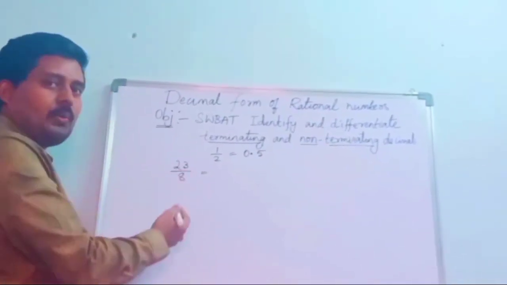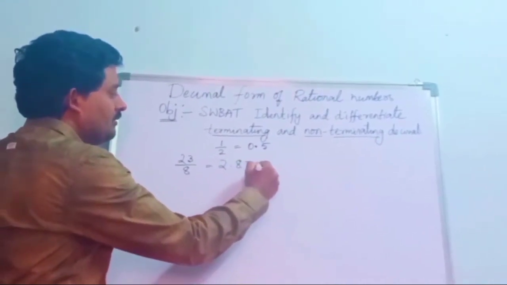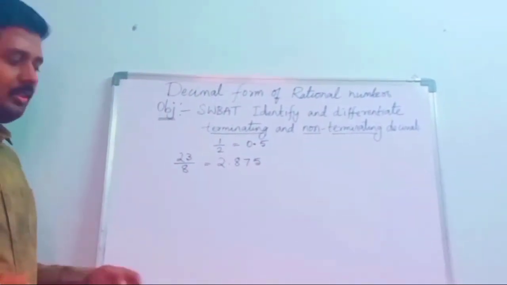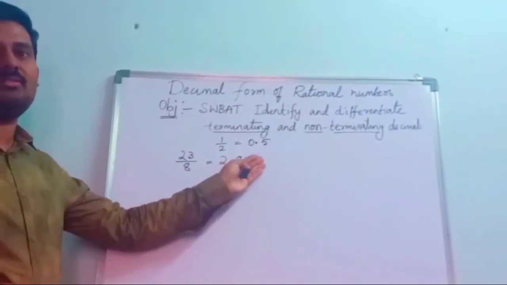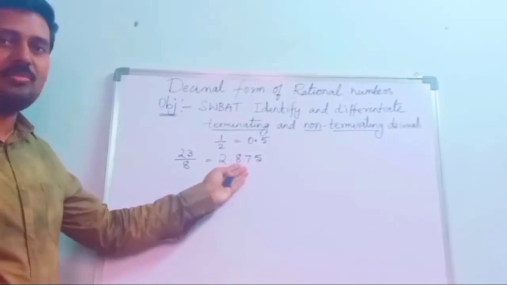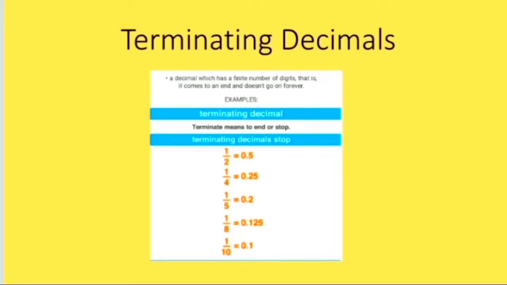So we got 23 upon 8 as 2.875. After continuing this process, we have got 2.875. This is nothing but the decimal form of this rational number. Let's take some more examples as you can see in the slide. We can clearly observe that there are only a finite number of digits, meaning a countable number of digits, in the decimal part of these decimal numbers.